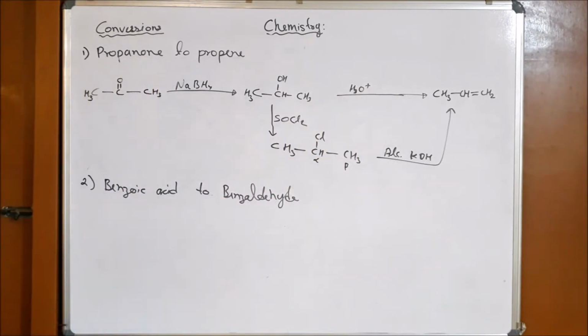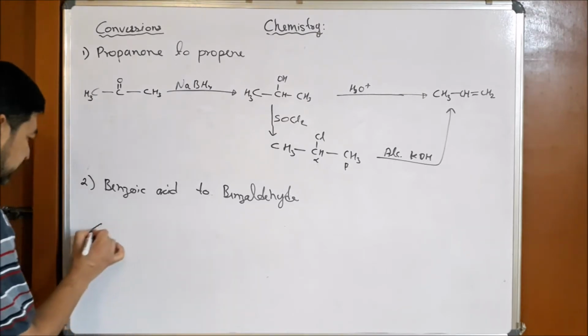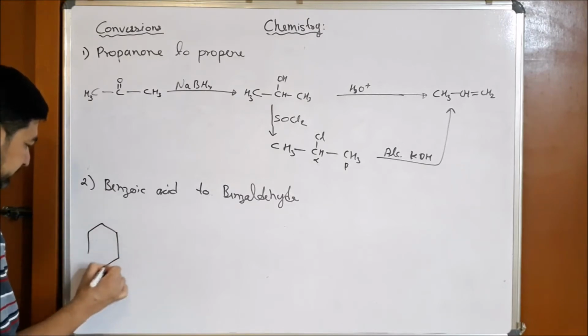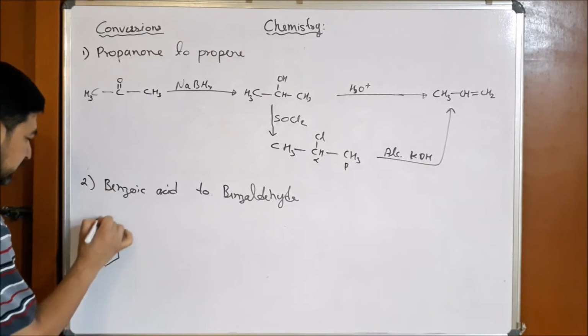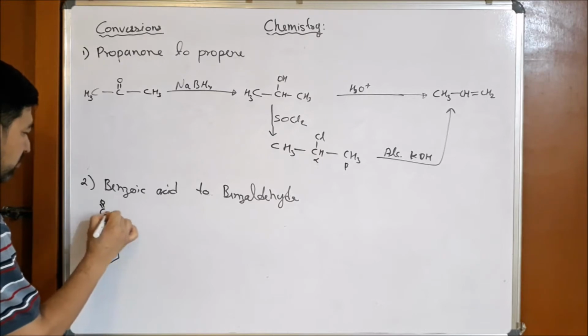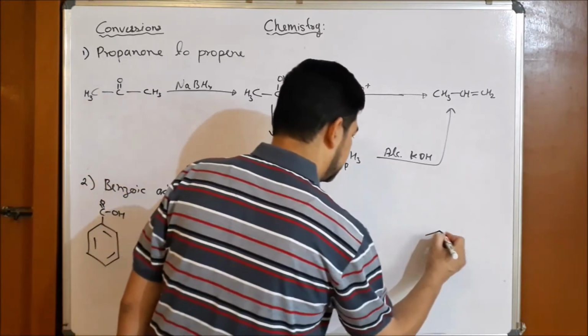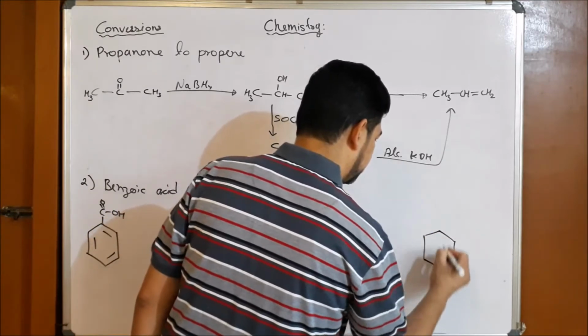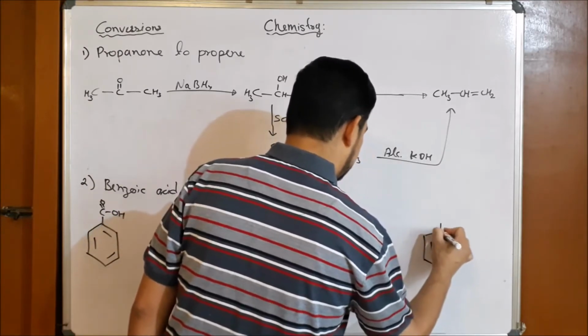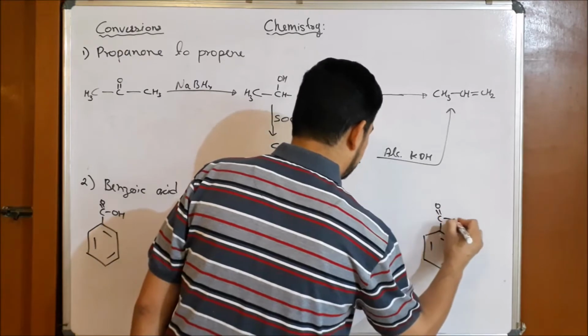Now coming to the next one, that is benzoic acid to benzaldehyde. So first we'll draw the structure. Benzoic acid is benzene with COOH, and we have benzaldehyde. Benzaldehyde is your CHO.